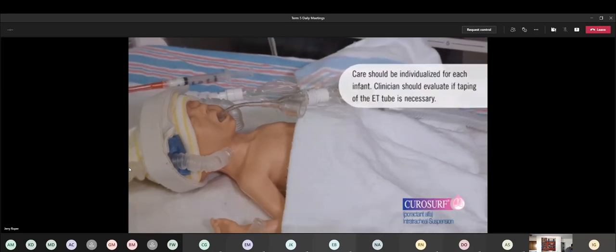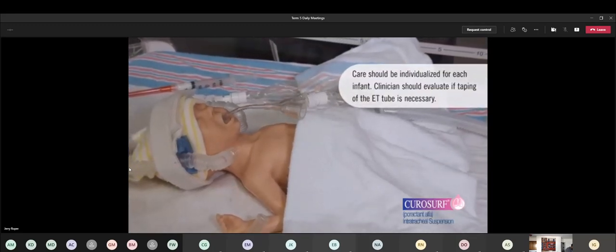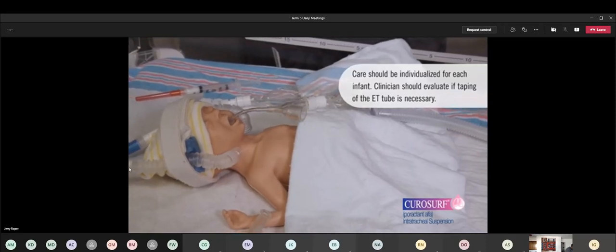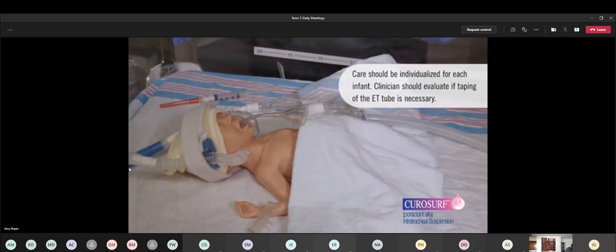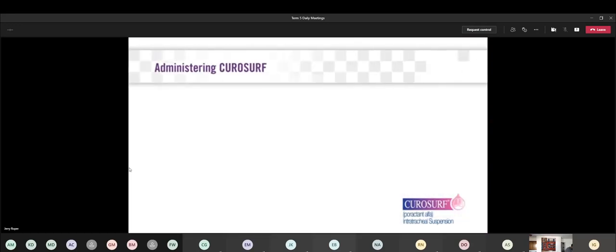Before administering CuraSurf, assure proper placement and patency of the endotracheal tube. In many centers experienced with the INSURE technique, taping of the ET tube is optional. It is possible to administer CuraSurf intratracheally using 2 methods, either as a single aliquot over 1 minute, or as 2 divided aliquots, using a 5 French end-hole catheter. Choice of administration method will depend on practitioner preference and clinical scenario. During this demonstration, we will focus primarily on the 2 aliquot approach.